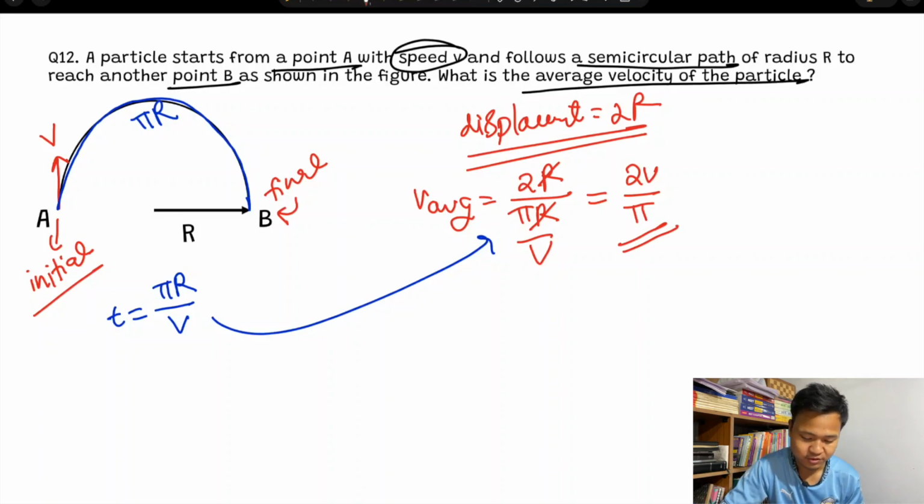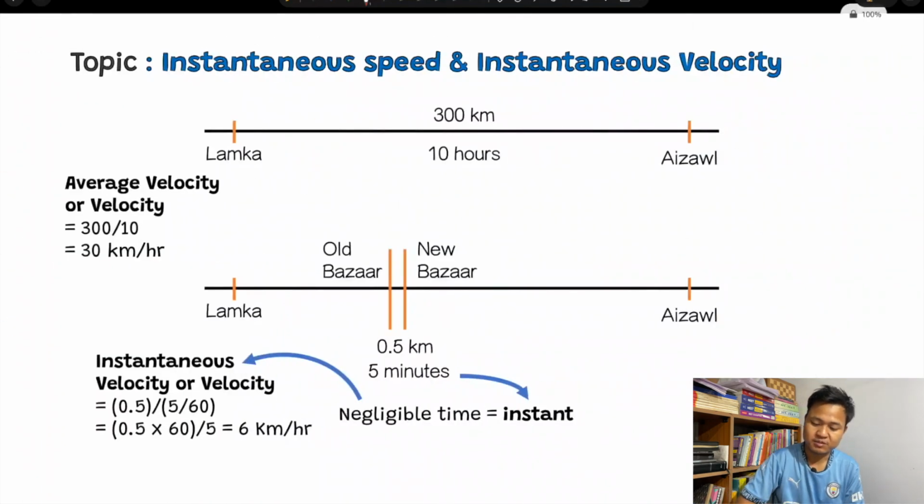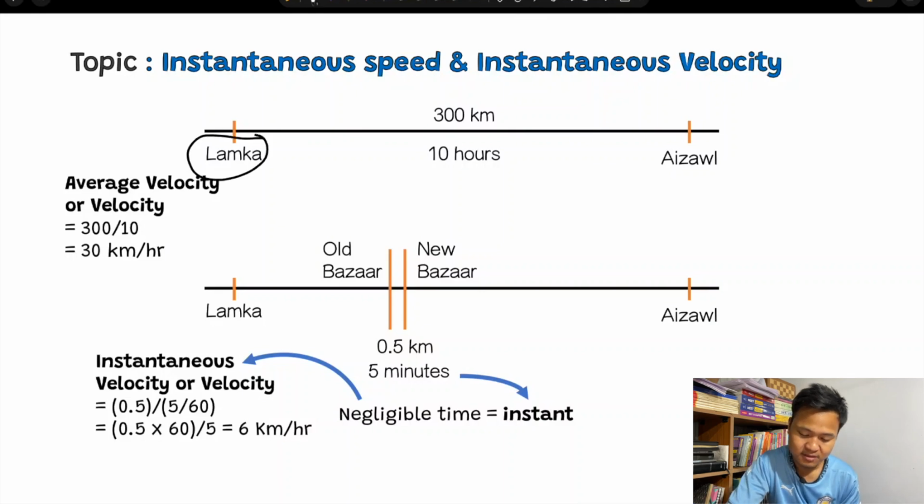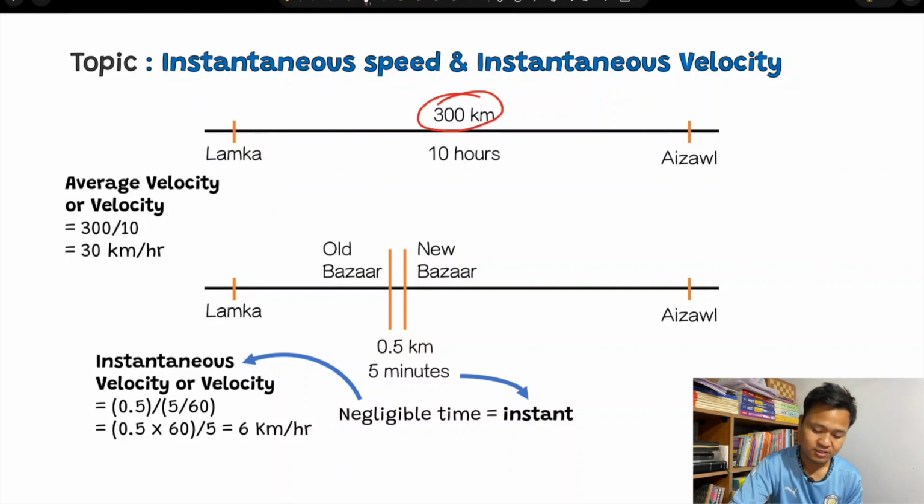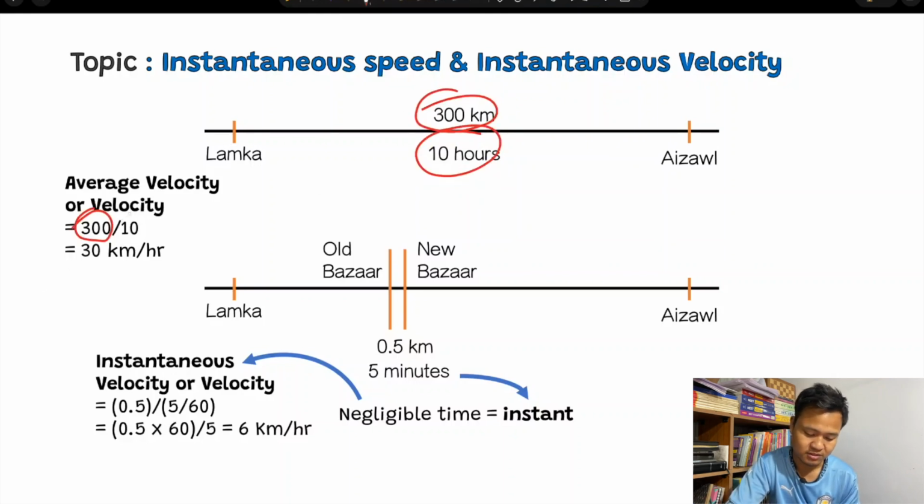Now we are going to move into something called instantaneous speed and instantaneous velocity. There is nothing much here. For example, let's say the total distance is 300 kilometers and the time taken is 10 hours. Then the average velocity is total distance, 300, divided by total time, 10 hours, so I will have 30 kilometers per hour. That is the average.